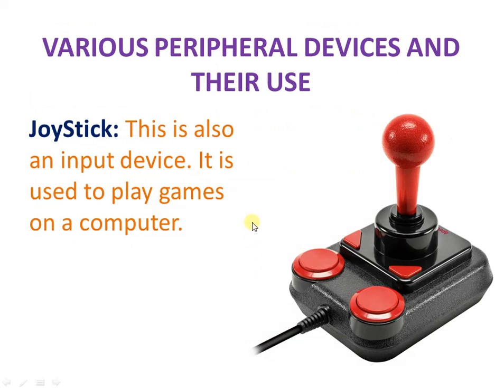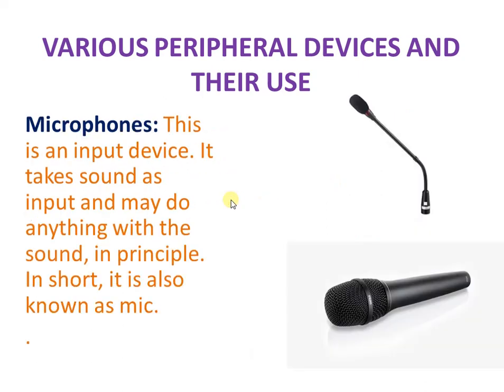Next one is the joystick. A joystick is basically used in playing games. This is also an input device, and it is used to play games on a computer. For navigating in a game, these joysticks are helpful in 360 degree directions. This is an input device, and it is basically used for gaming purposes. Next one is the microphone. Microphone, the full form of mic, is an input device. The device in which I am speaking is also a mic.